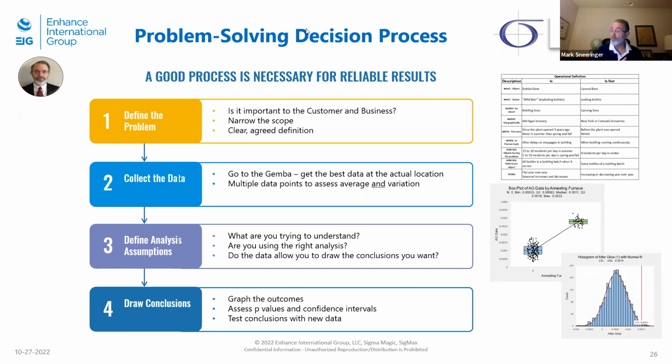So once you have that objective, collecting the data is the next step. And you want to be sure to get those data at the source and in as much detail as possible, as you just saw from what Jim was showing. You want to be able to define not only what the central tendency or the mean or the average is of your data, but also what the variation is too.